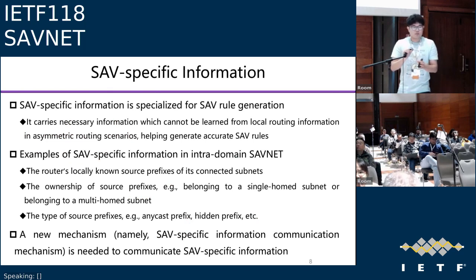Yeah, but you still need a mechanism to recognize that two source prefixes belong to the same single-homed or multi-homed subnet. And you also need, for example, an ID to recognize this information. And for other information, such as routers' locally known source prefixes and the type, such as whether this prefix is a hidden prefix or is only used for anycast, this is new information and we need a new mechanism to propagate it to other routers. Okay. Yeah, thank you.